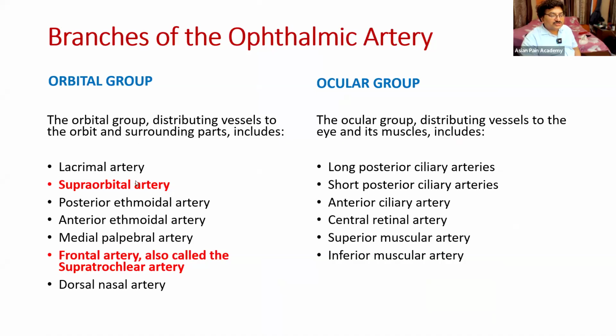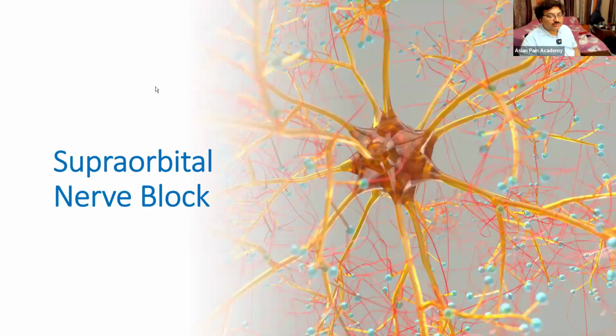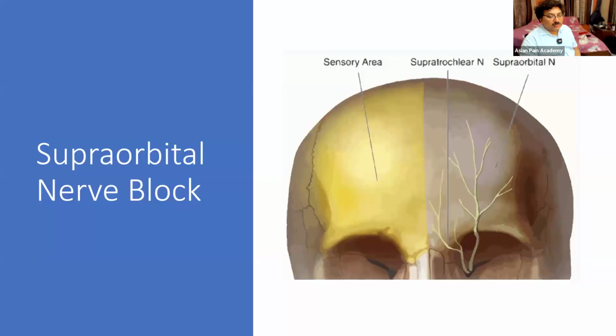But you remember in the orbital group there are the supraorbital artery and frontal artery, which accompany these two nerves. So by looking at the supraorbital artery coming out of the supraorbital foramen and the frontal artery accompanying the supratrochlear, we can block these two divisions and it remains close to the muscle, that is the orbicularis oculi. So here in the cranium you can see the small foramen that needs to be blocked. So first we are discussing the supraorbital nerve block.